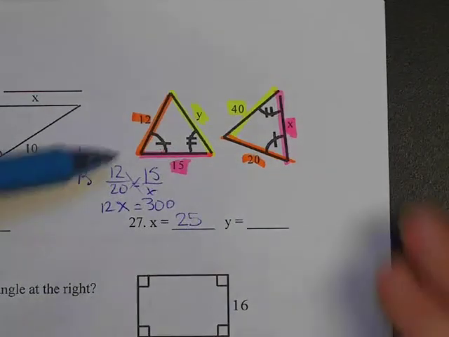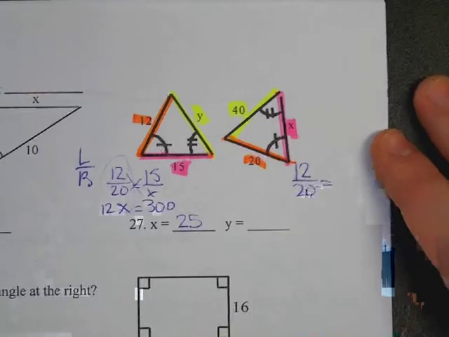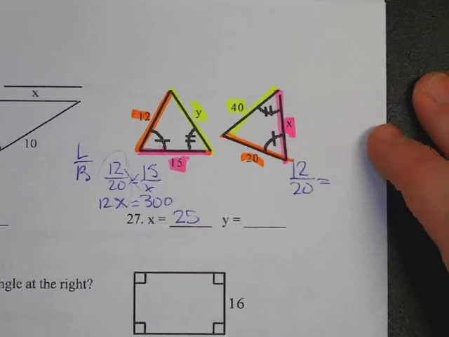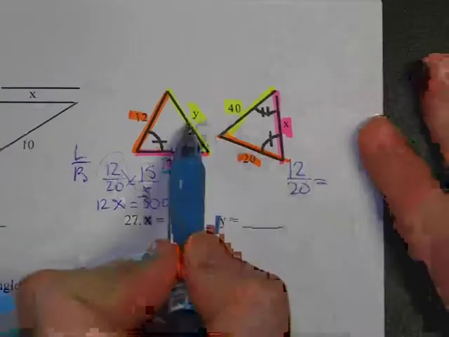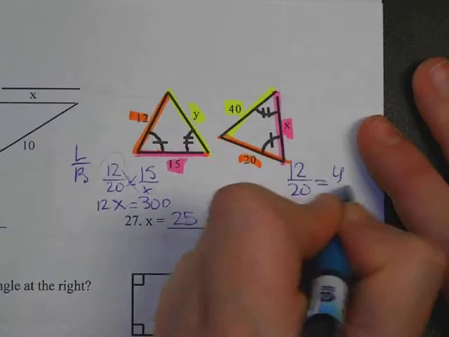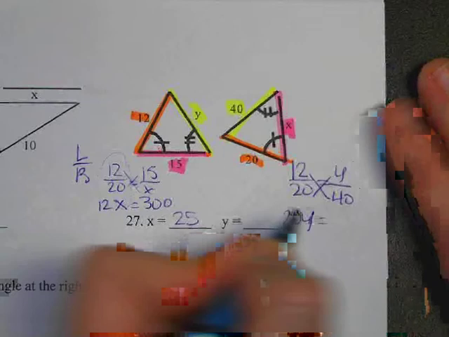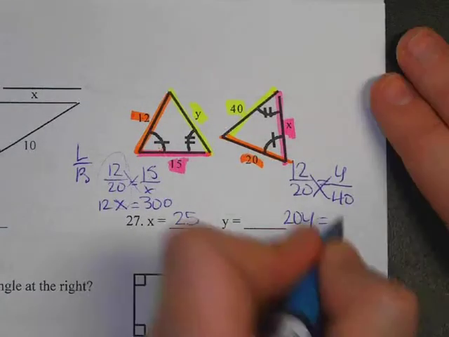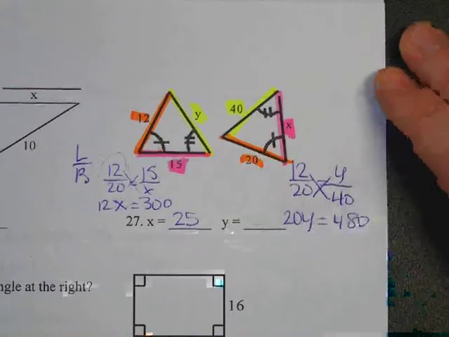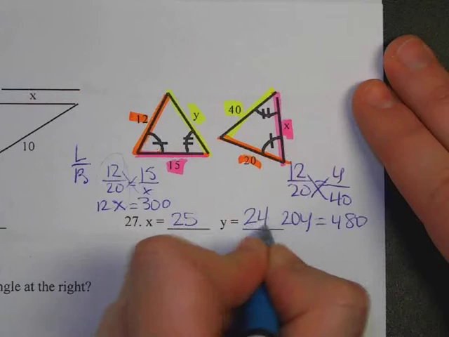Now we're going to use that same beginning ratio of 12 over 20 to set up a proportion for Y. We're still using the left over the right. So left over right with Y would be Y over 40. And then we'll cross multiply. So we get 20Y equals 12 times 40, which is 480. When you divide that by 20, to solve for Y, we get Y equals 24.